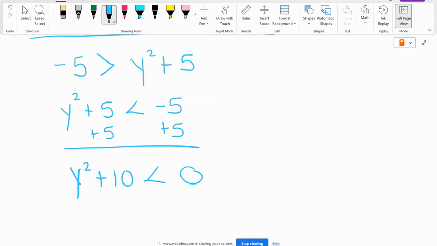If we are less than 0, what kind of number do we have to be? Negative. If I'm taking a number and squaring it, even if it's negative, doesn't that turn it positive? So I'm taking a positive number, and then what am I doing? I'm adding 10 to that. Is there any way I will ever end up with a negative on this side? So guess what this is? No solution. This is not ever going to work out.